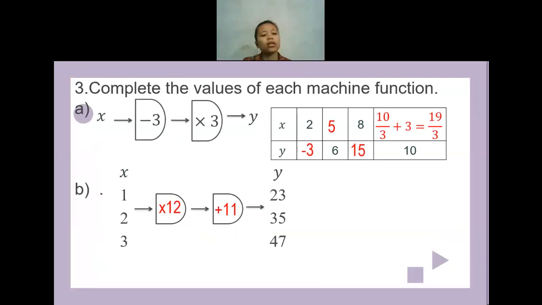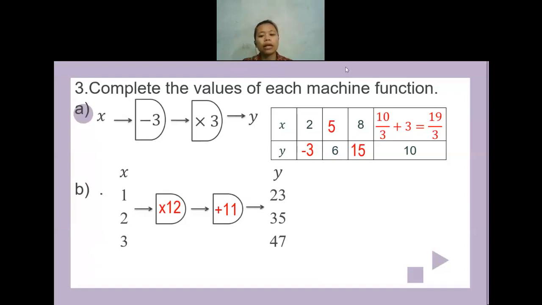Here there is x, and the rule is subtract 3 and then multiply by 3. The input is 2, so we replace x with 2. Then 2 minus 3 equals negative 1. Negative 1 times 3 equals negative 3. That's why the value of y will be negative 3.